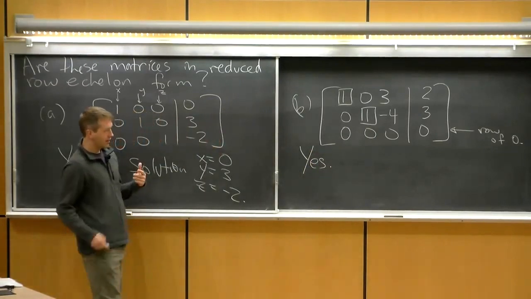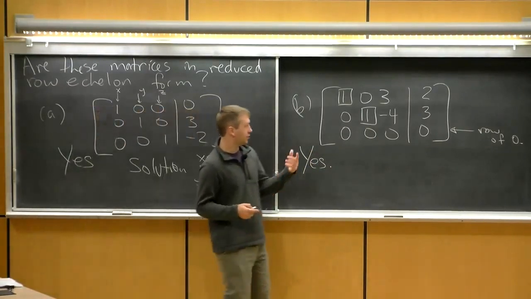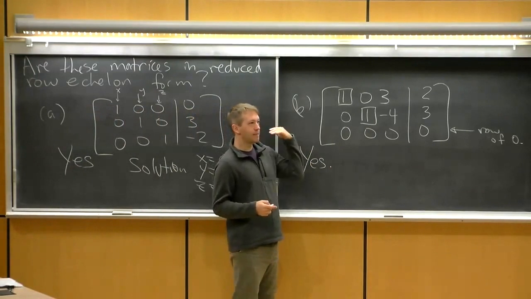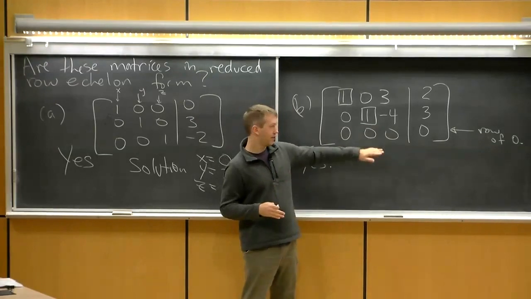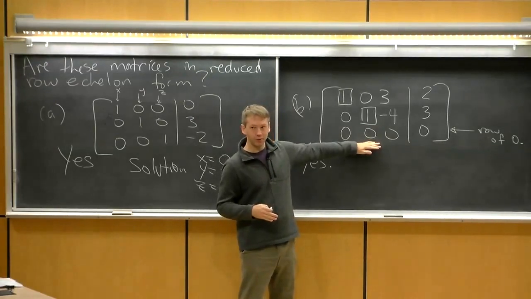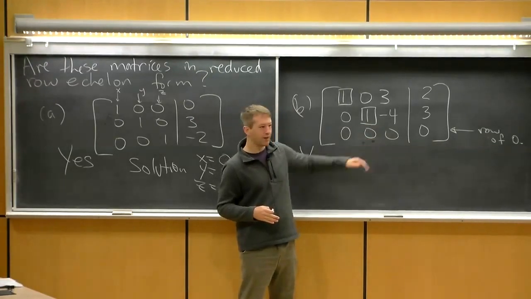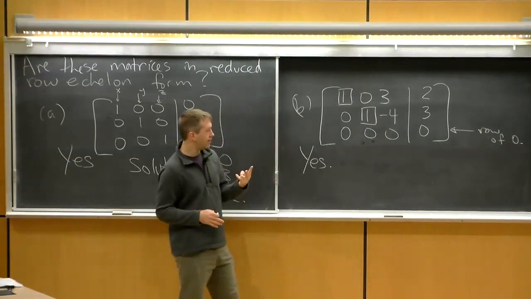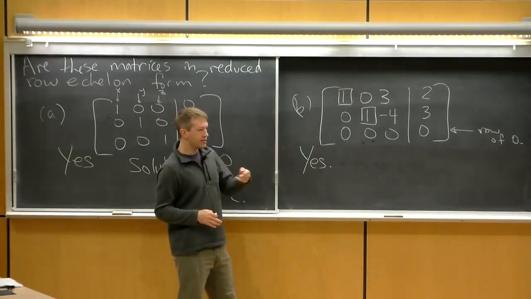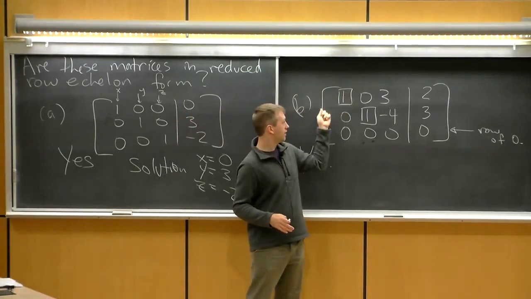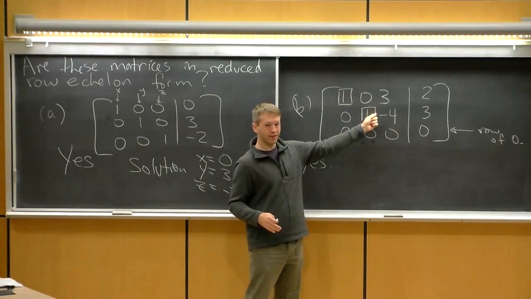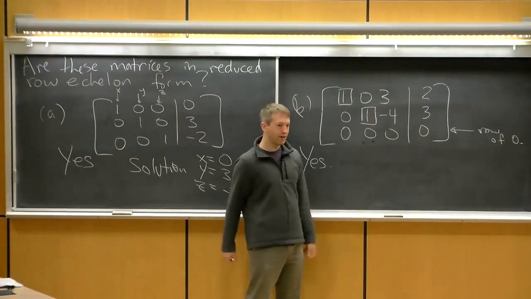Okay, so there's 4 criteria for that. The criteria are: all the rows of zeros are at the bottom. That's satisfied. The rows of zeros are at the bottom, right? The second criterion is every non-zero row has a leading 1. Well, there's a leading 1 here. There's a leading 1 here. That's satisfied.